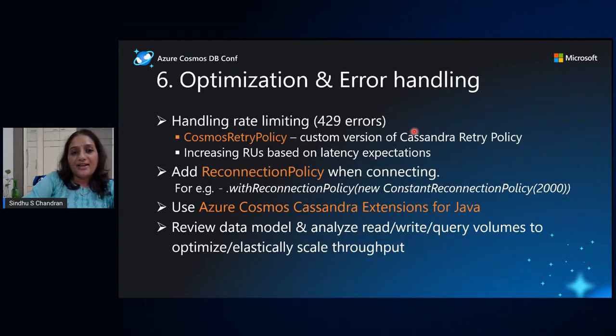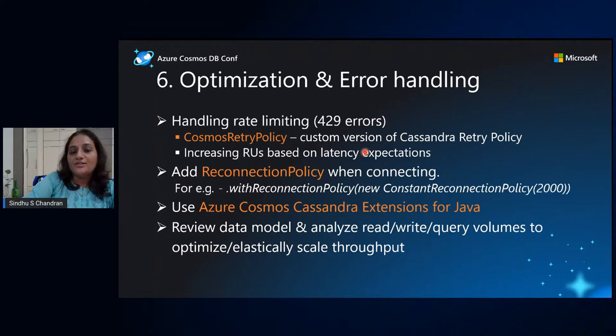And this is again very important to know. One of the first things that you face when you move is the rate limiting issues. In the case of Kirana Q, the jobs were failing because of lesser RUs. And you don't really want your jobs failing because of it. So there are two options. You could increase the RUs based on the latency expectations.